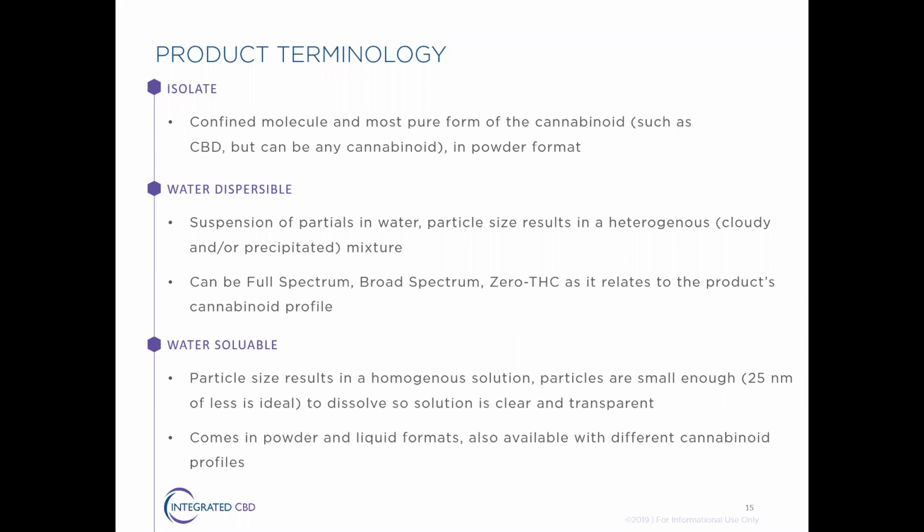Lastly, I want to talk about water soluble CBD products. This refers to particle sizes that result in a homogeneous solution, with particles ranging around 25 nanometers, where anything at that limit or less is ideal. The resulting formulation holds the same integrity as the water or beverage it was applied to, in which no color, clarity, or transparency has been altered, let alone viscosity. These water-soluble CBD technologies can come in various forms as well, powder and liquid, and are also available with different cannabinoid profiles.